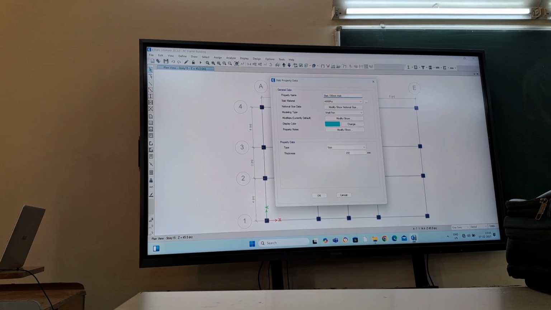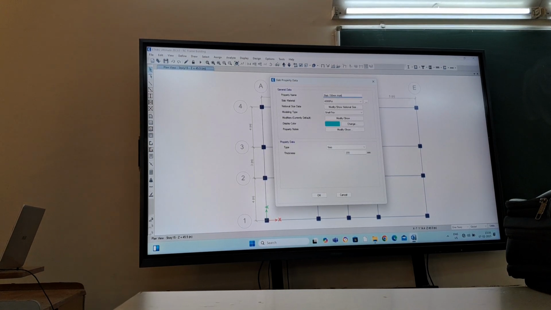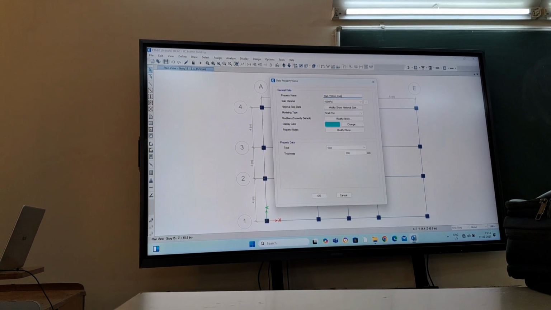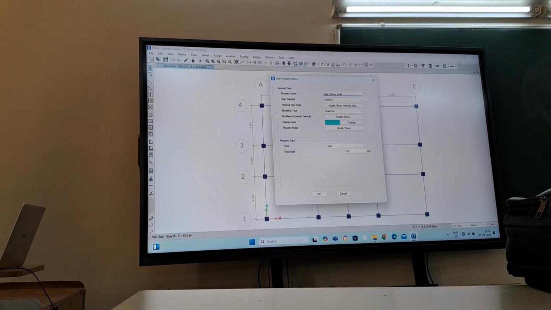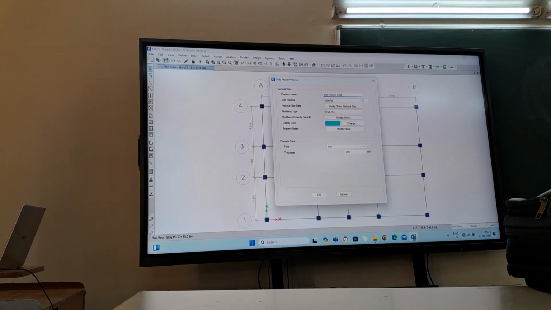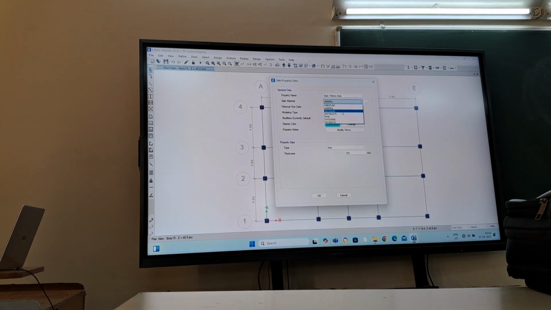And deciding whether it is 150, 100 or 200 will depend on the requirement, how much flexibility you want in the slab and whether the slab thickness provided is sufficient or not. Those will be part of design. We are not going to discuss those things now. Just take it as 150.